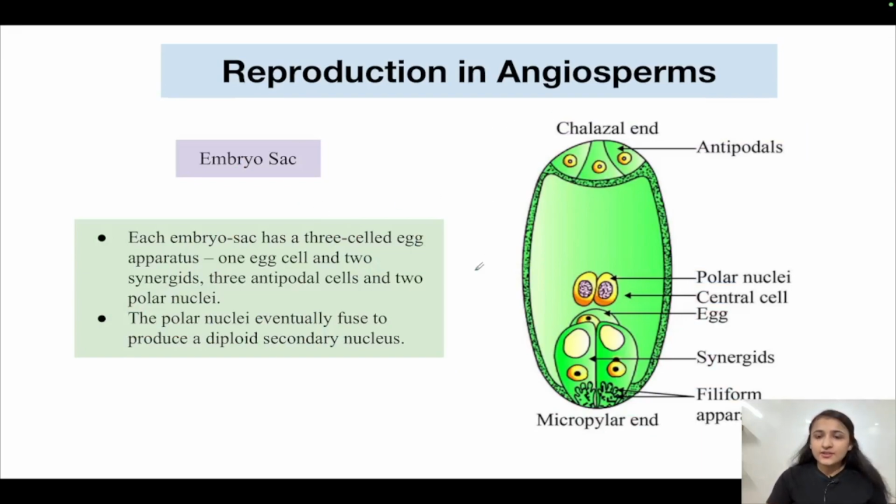Now this is the detailed structure of an embryo sac. Each embryo sac, as I've already told, comprises a 3-celled egg apparatus. Now you can see here, this is the egg cell, and the egg cell is present along with 2 synergids. The 2 synergids are present along with the egg cell at the micropylar end. The micropylar end is the one from where the pollen tube will enter.